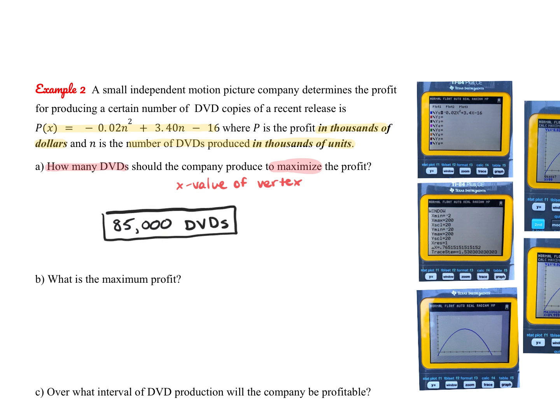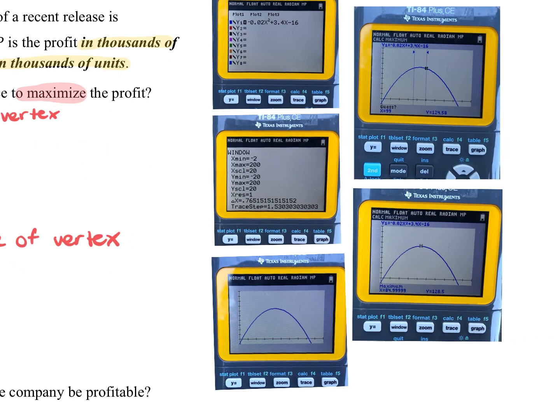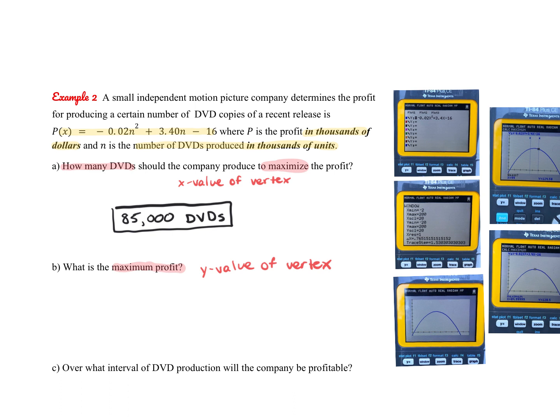And then if you look at the second question, what is the maximum profit? Well, again, maximum implies vertex, and the profit in this case is represented by the y-axis. So this one, they want the y value of the vertex, which we saw was 128.5. But remember, those units are also in thousands. So then when we give our final answer, we would want to say $128,500. And make sure you have that dollar sign out front. You should all know how to indicate the unit for dollars.